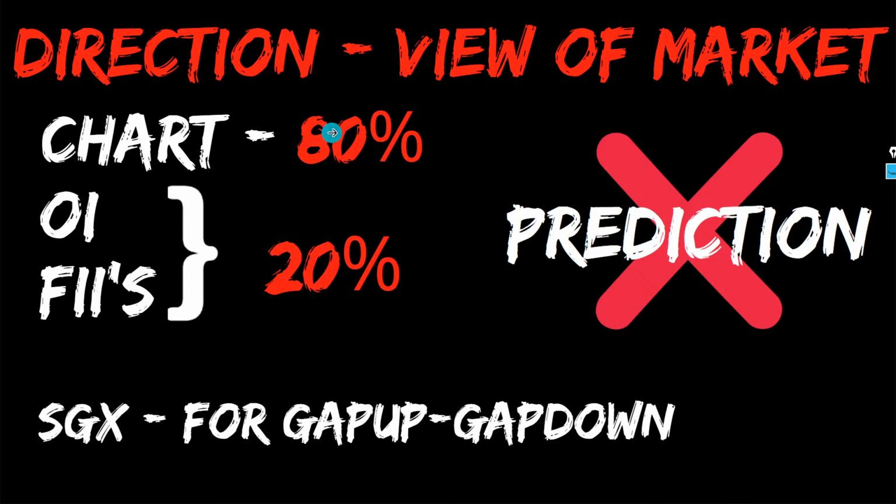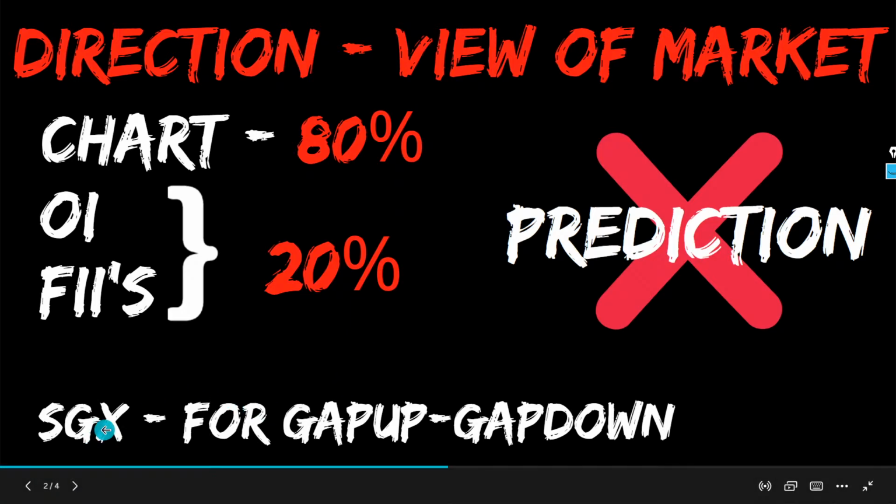I would rather say 90% is my chart analysis, and 10 to 20% on the open interest and FIIs. We all know that open interest keeps changing daily. That's the reason, because chart analysis, at least from the long perspective, on the 1 day time frame or 1 hour time frame, doesn't change, but open interest and FIIs keep changing. These are the two parameters. I would say chart, open interest and FIIs, and then I use SGX Nifty just to see whether it is a gap up or gap down.